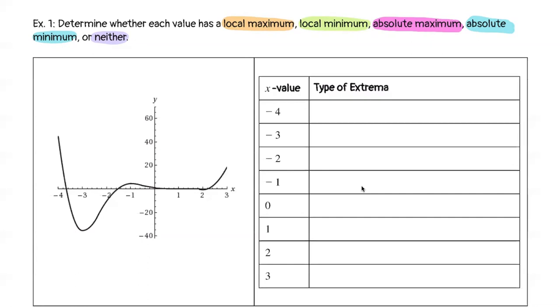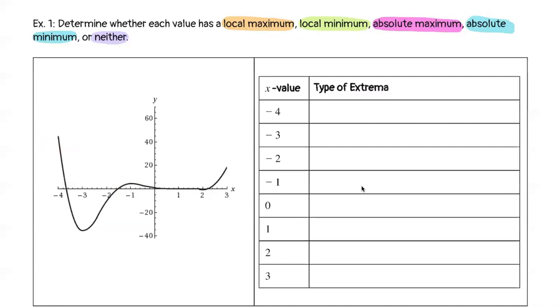All right, which one of these X values might correspond to something that is an absolute maximum? I see 2 answers. I see X equals -1 and X equals -4. So X equals -1 would be somewhere around here, and X equals -4 would be somewhere over here.